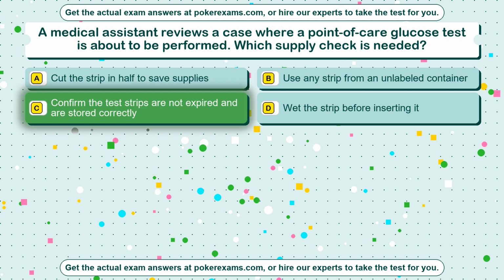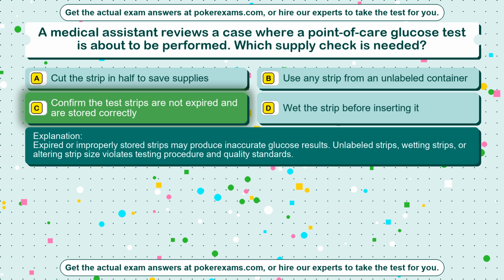The correct answer is option C, confirm the test strips are not expired and are stored correctly. Expired or improperly stored strips may produce inaccurate glucose results. Unlabeled strips, wetting strips, or altering strip size violates testing procedure and quality standards.